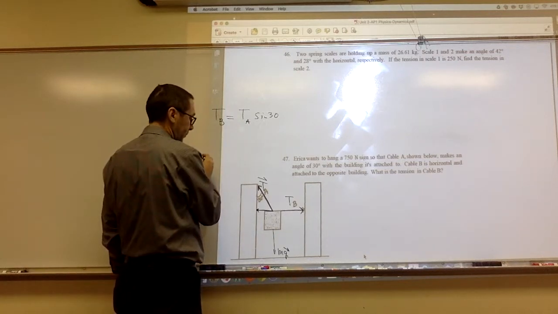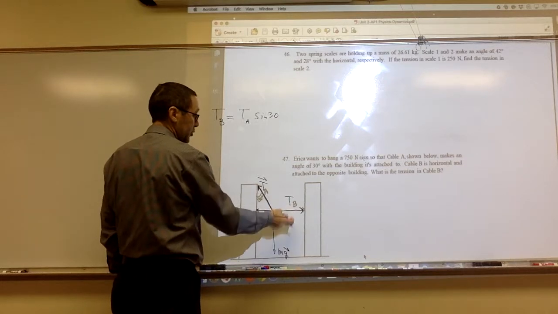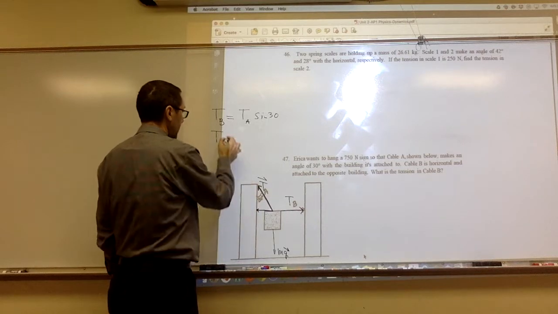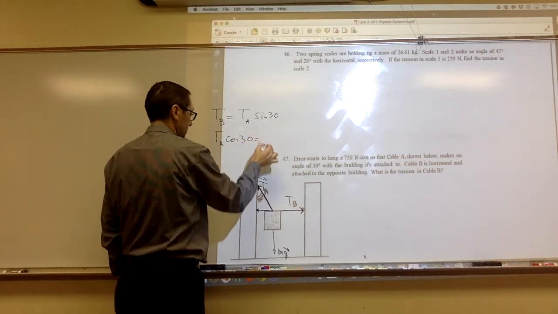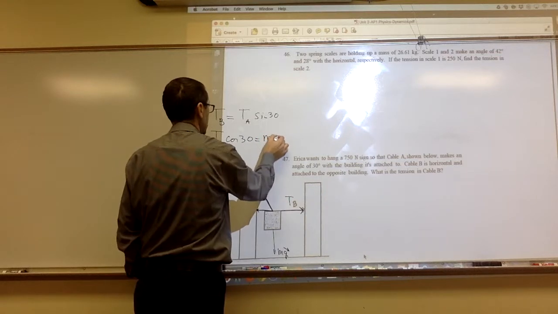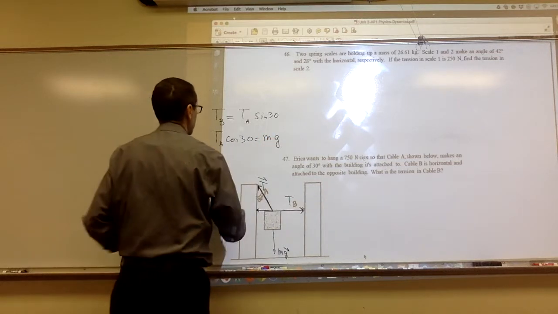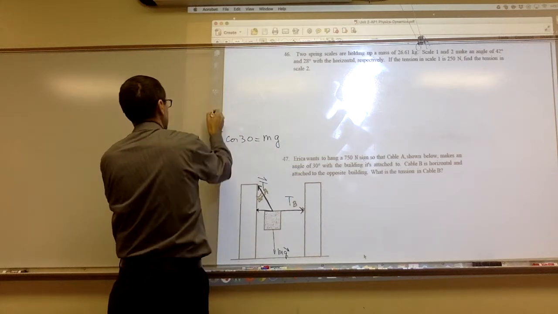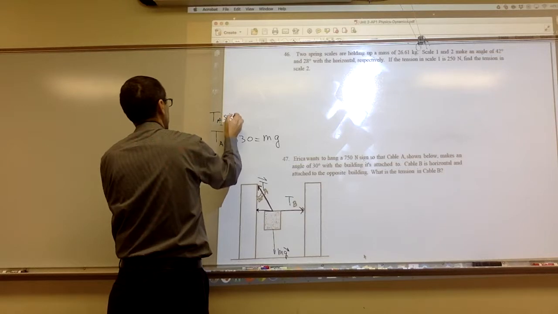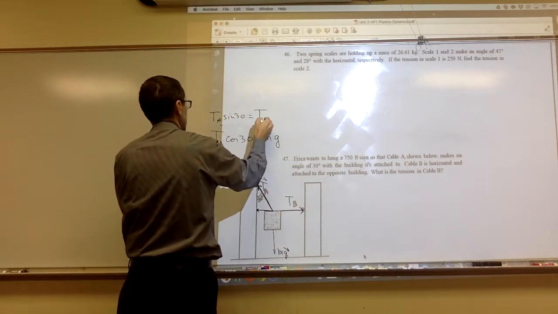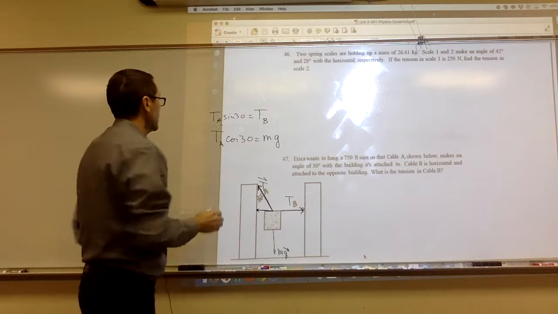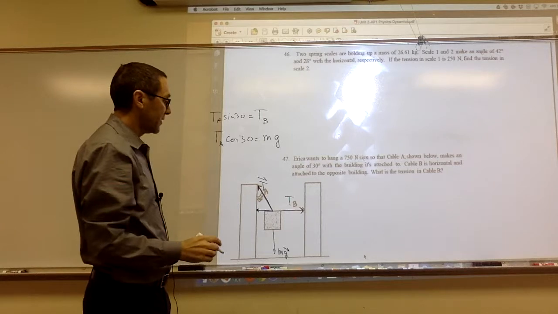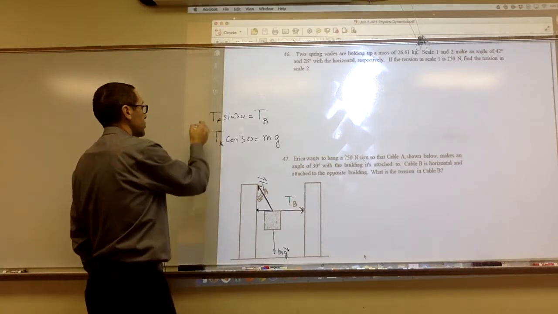Now, if I do it vertically, there is nothing from TB, it doesn't contribute at all. Then I get TA cosine of 30 is equal to mg, right? I'm just going to rearrange this. So I'm going to write it as TA sine of 30, and you'll see why, equals TB. So I have two unknowns and two equations. That's definitely doable. I don't want to do any substitution or anything like that.